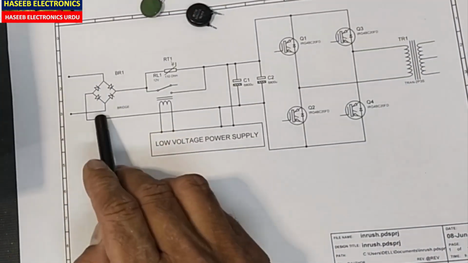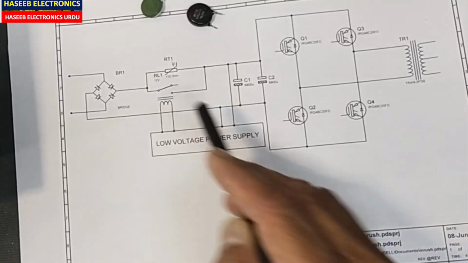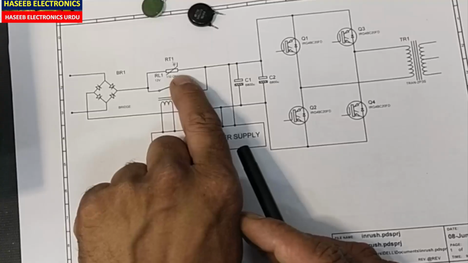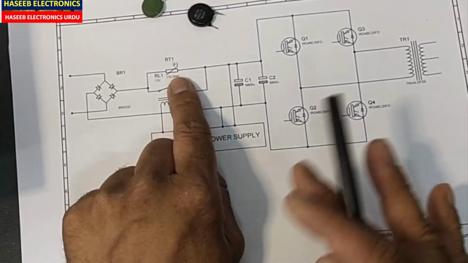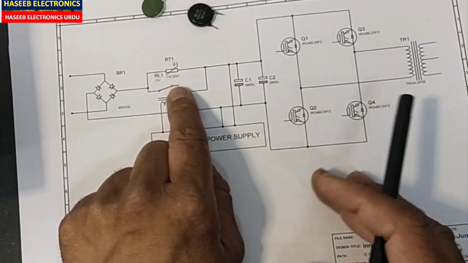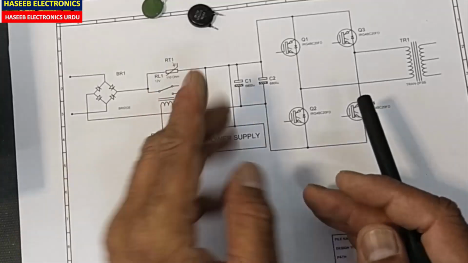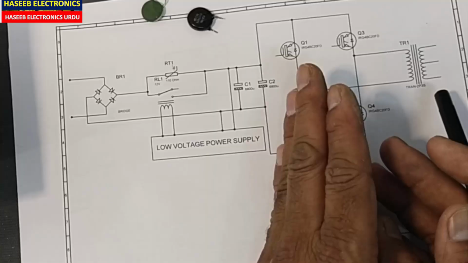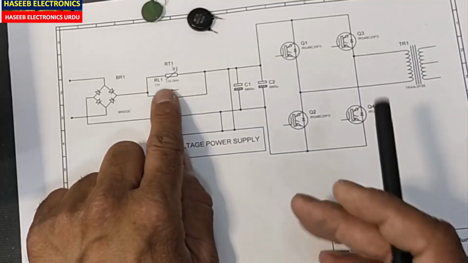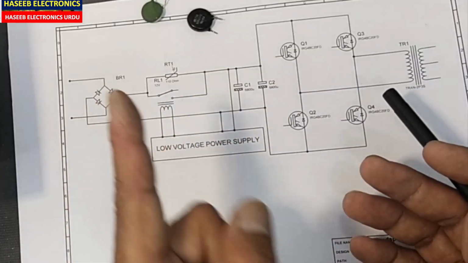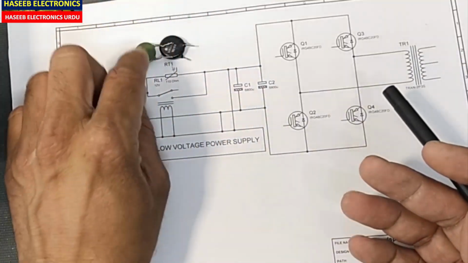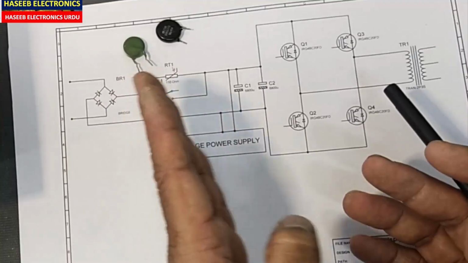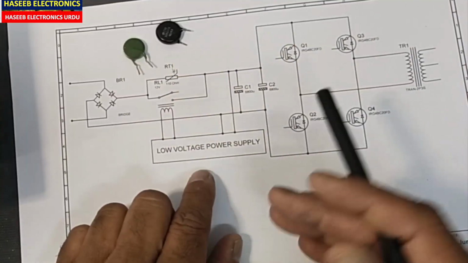From the bridge rectifier, the positive line is forced to pass through this PTC. Either it is a PTC or an NTC. One is the negative temperature coefficient, the second is the positive temperature coefficient. Both have to limit the current, and both components are basically the thermistor family. Its resistance will change with change in temperature. Why is it used?